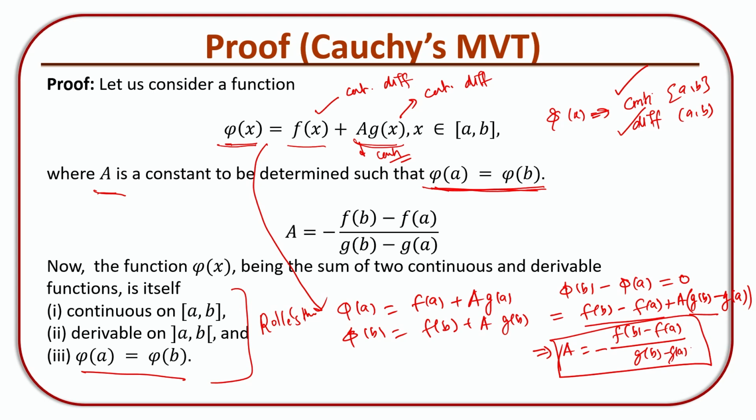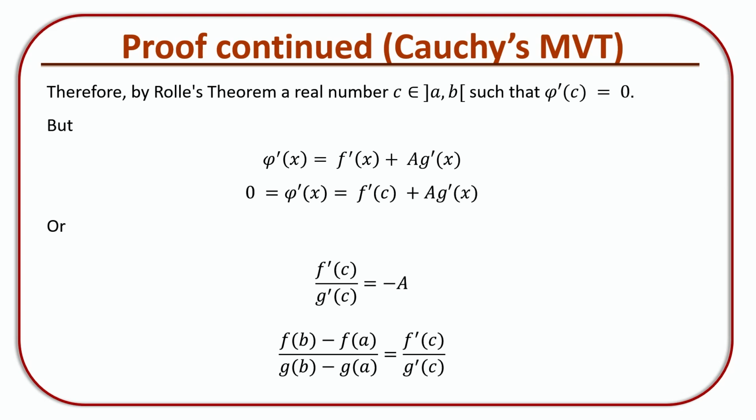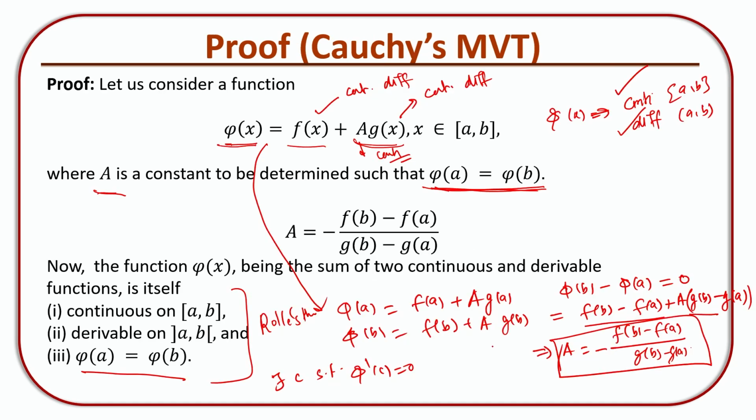So, using the same thing, there exists some point c such that phi dash of c is equal to 0. So phi dash of x is going to be 0 somewhere. This will give you, okay, let me do it from here itself.